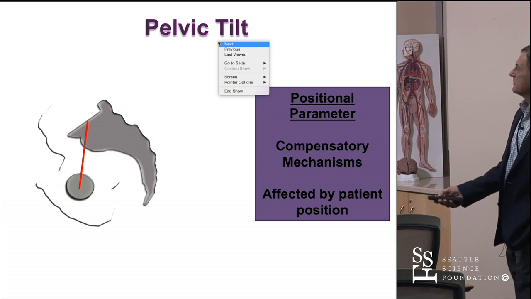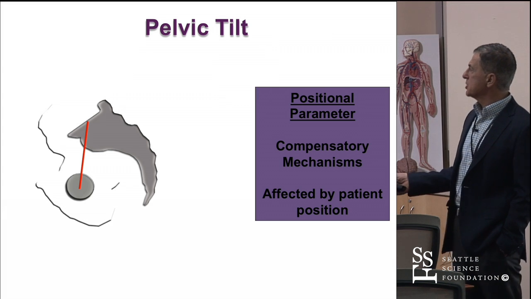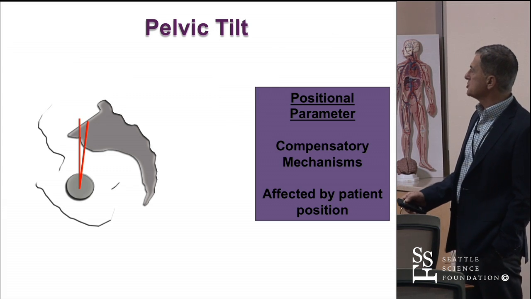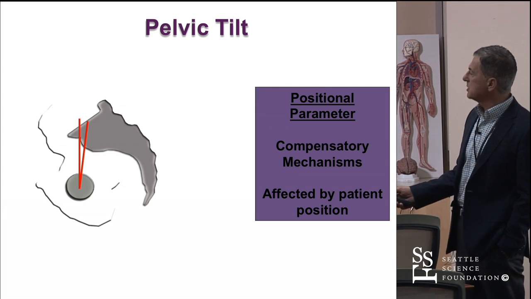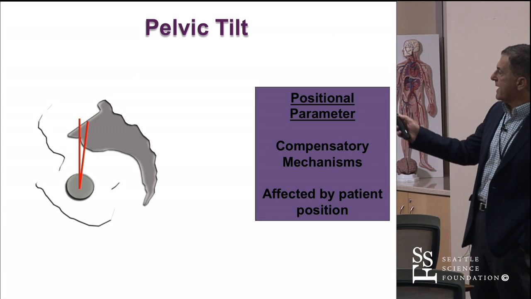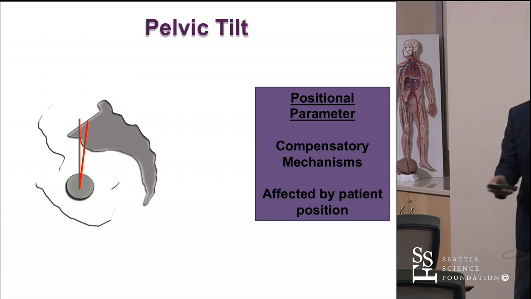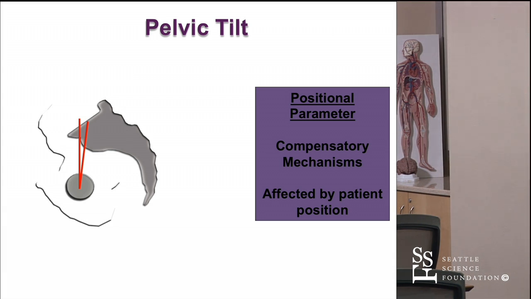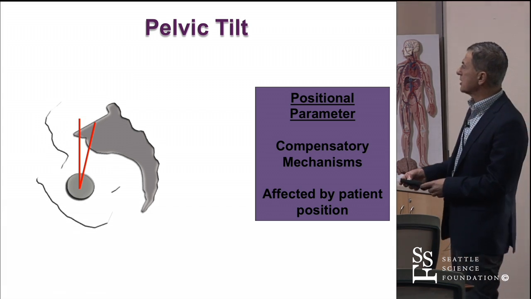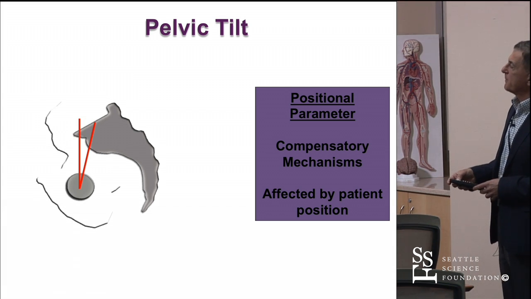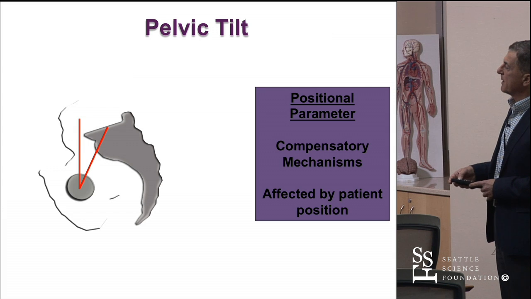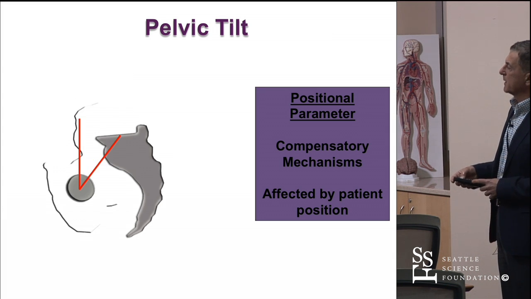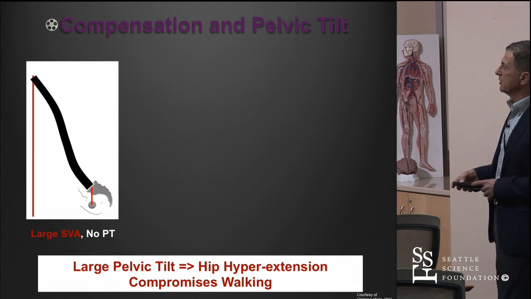So it's a positional parameter and shows you how much the patient is compensating. It's the angle between the line from the center of the femoral head to the mid-sacrum and the vertical. So it's a compensatory mechanism. As the patient retroverts their pelvis, you're going to have increased pelvic tilt. So that's a parameter you want to look for.